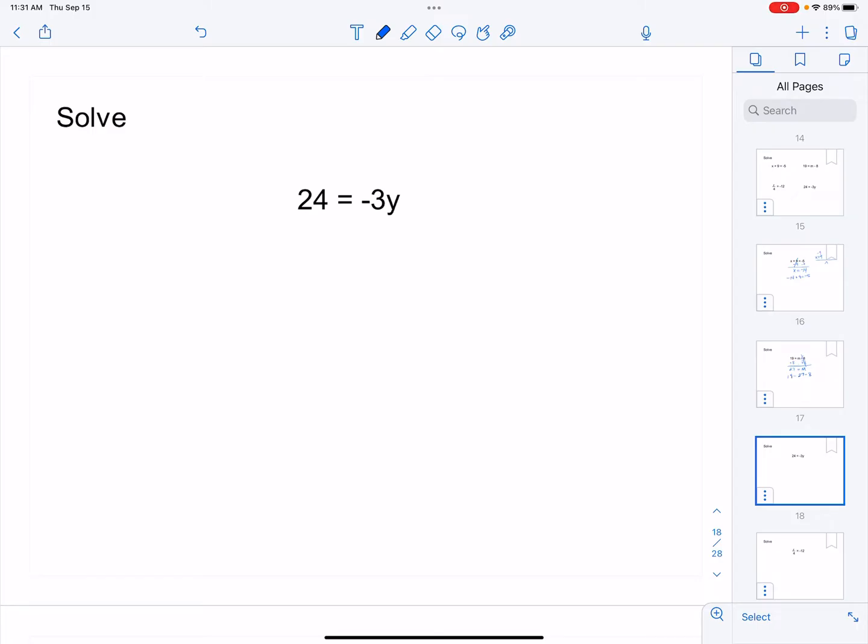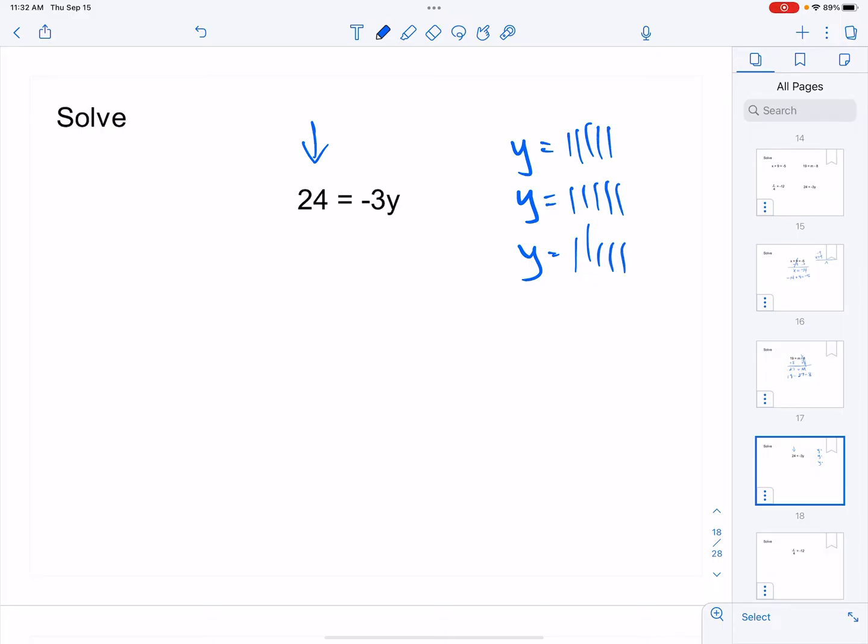And this says I've got 3y's, or negative 3y's, and that's equal to 24. So basically what that amounts to is that I've got a y, and a y, and a y, and there's 24 things that I've got to pass out. So what I'm going to do is pass out the 24 that's right here to each of these y's. Okay, so if I do that, I get 1, 2, 3, 4, 5, 6, 7, 8, 9, 10, 11, 12, 13, 14, 15, 16, 17, 18, 19, 20, 21, 22, 23, 24.